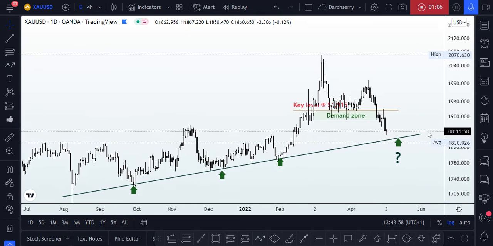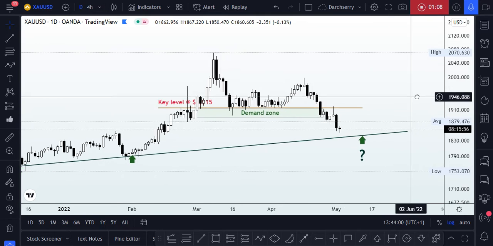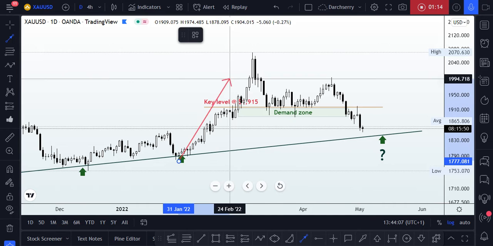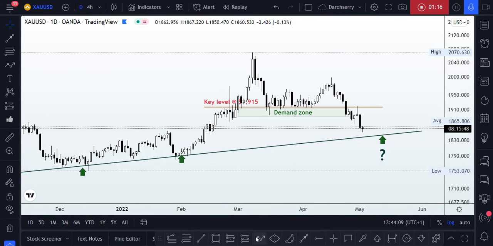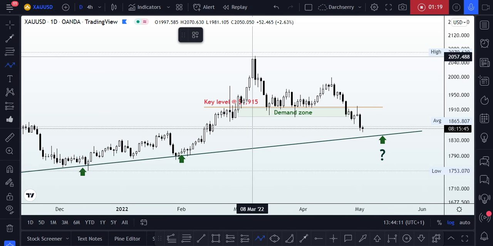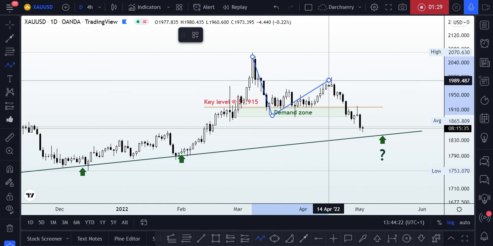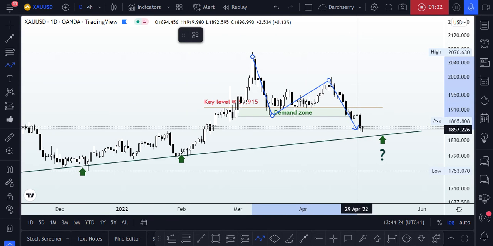With this perspective in view, and considering the last impulse leg on this chart, which you can see at this point, we can tell from the way price action has been expressing itself since March that we are actually going through a retracement phase of that last impulse leg, as you can see.